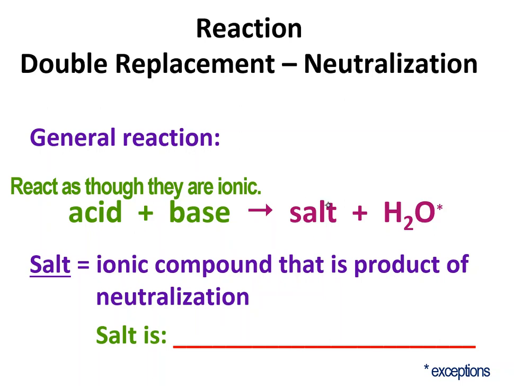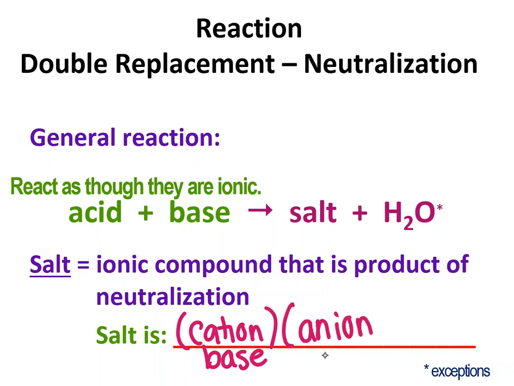The salt is actually an ionic compound. So it's like a metal and a polyatomic ion, or a metal and just an anion. So think of salt as just being ionic compound, but the salt is made up from the cation of the base and the anion of the acid. In fact, the word salt is sometimes defined as a neutralization reaction.